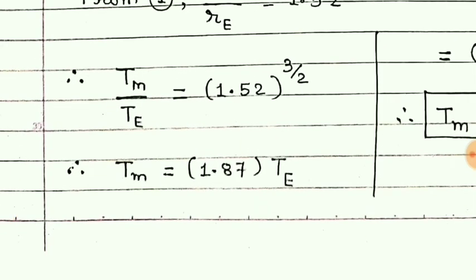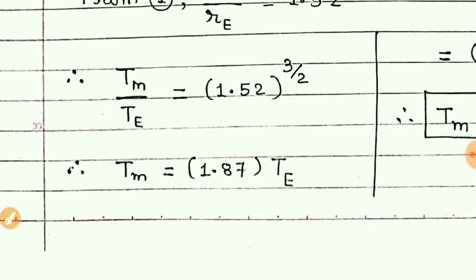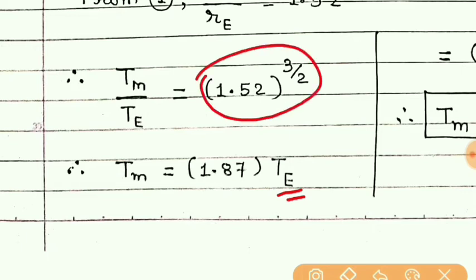Now simply make the subject Tm, which we want to find here. So I have made the subject Tm. So this Te will come here. And calculating this with the help of a calculator, you will get its value nearly 1.87.